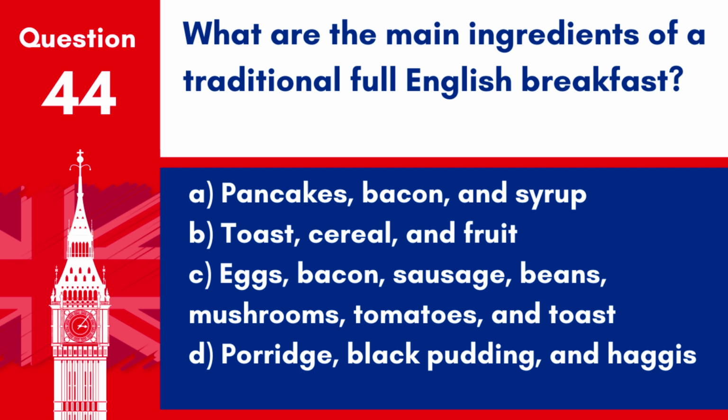Question 44. What are the main ingredients of a traditional full English breakfast? A. Pancakes, bacon and syrup. B. Toast, cereal and fruit. C. Eggs, bacon, sausage, beans, mushrooms, tomatoes and toast. D. Porridge, black pudding and haggis. Answer: C. Eggs, bacon, sausage, beans, mushrooms, tomatoes and toast. A traditional full English breakfast typically includes these, sometimes with additional items like black pudding or hash browns.